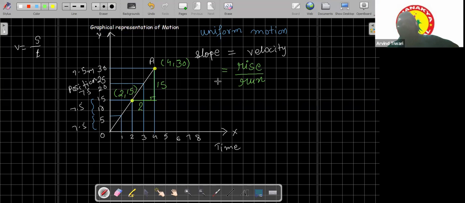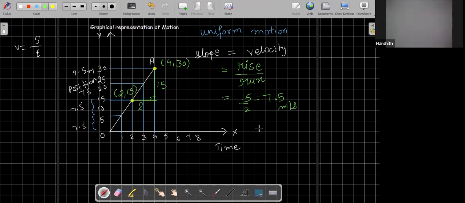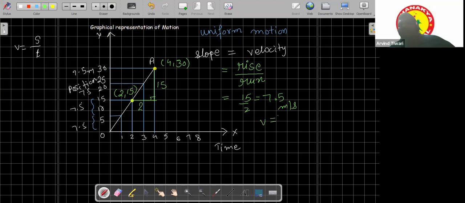And if I find out the slope of the graph, the slope will be given as rise over run. Rise is 15 divided by 2. This you get as 7.5 meter per second. Since this is a position time graph and change of position with time is velocity, the velocity of this graph is 7.5 meter per second. Understood, everyone?